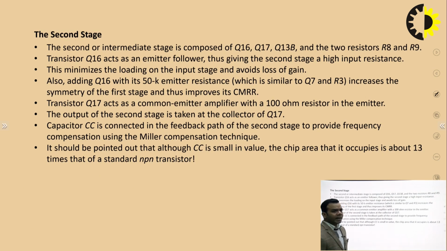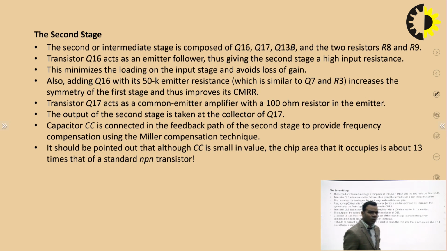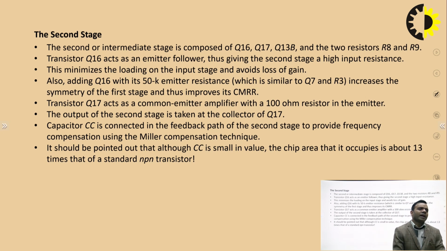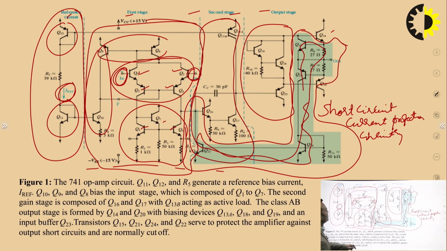Now, in the second stage, or intermediate stage, we have three transistors, Q16, Q17, Q13B, and resistors R8 and R9. Transistor Q16 acts as an emitter follower, which gives high input resistance, and this minimizes the loading on the input stage and avoids loss of gain. So, in this way you can see this is how the second stage works.